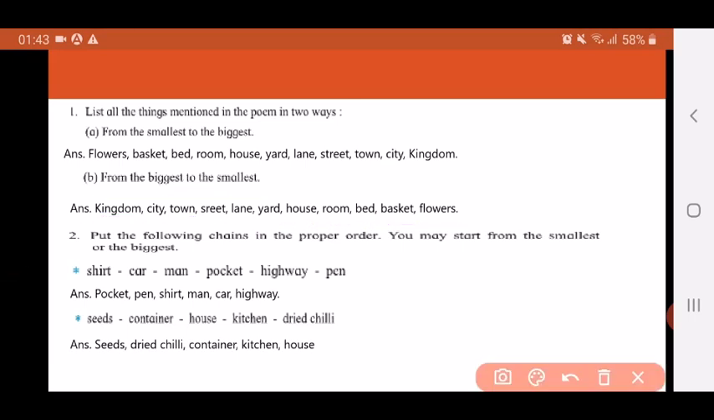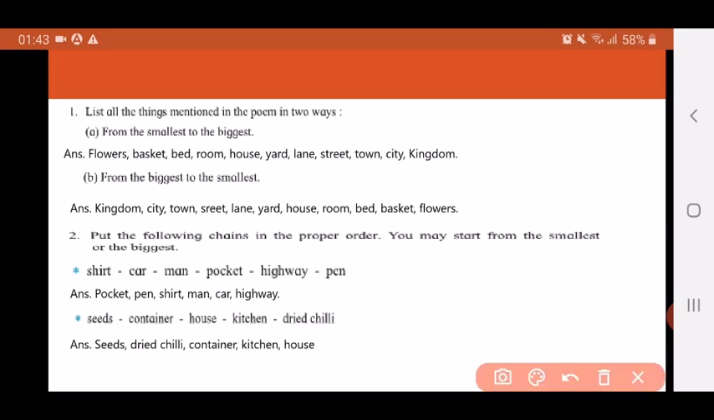In question 2, put the following chains in the proper order. You can do it in any one way. You can start from the smallest and go to the biggest, or you can start from the biggest and go to the smallest. The choice is yours. Now here, I have done it from the smallest to the biggest. You can do whichever way you want.